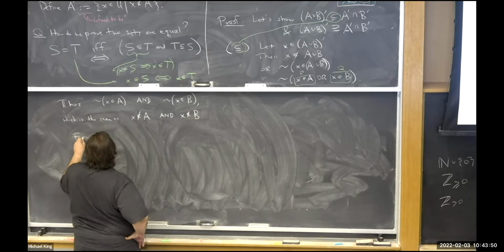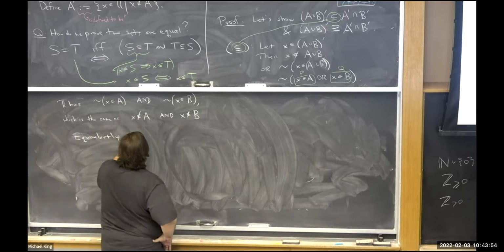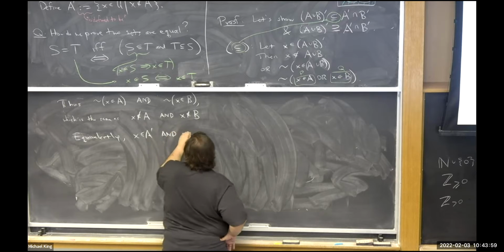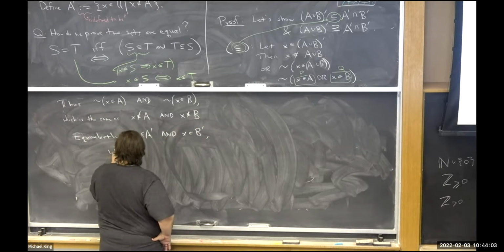Equivalently, X is in A prime and X is in B prime, which means X is in A prime intersect B prime.